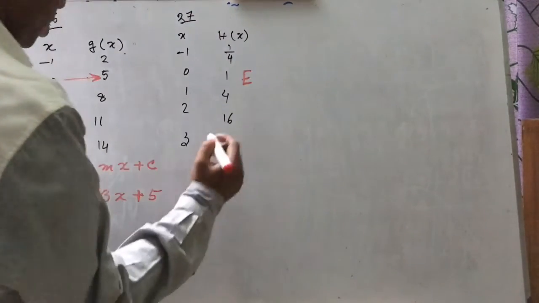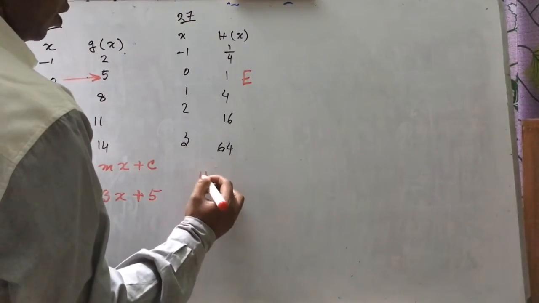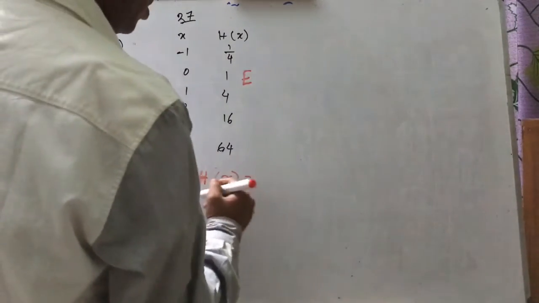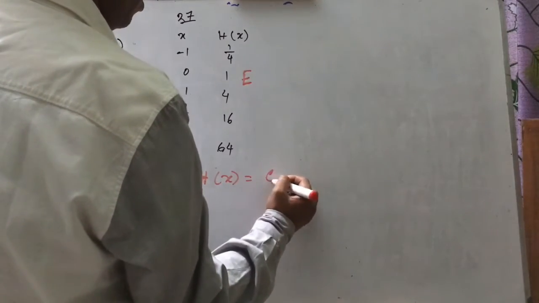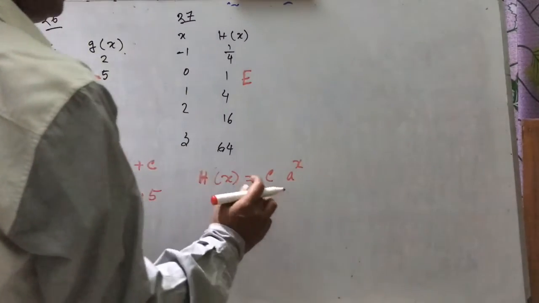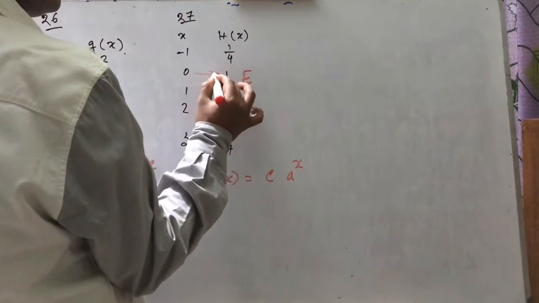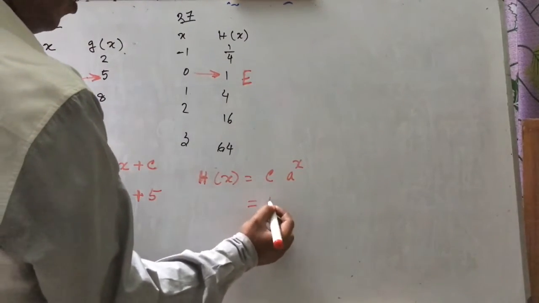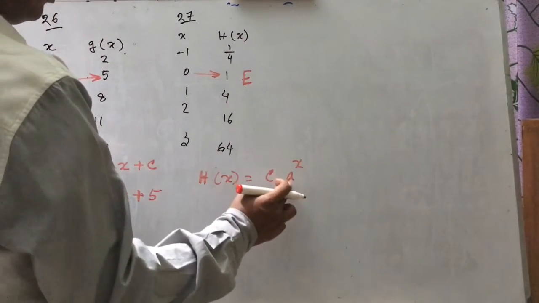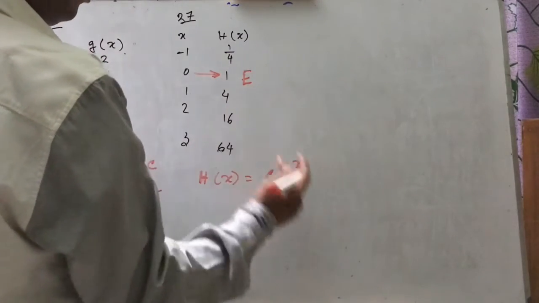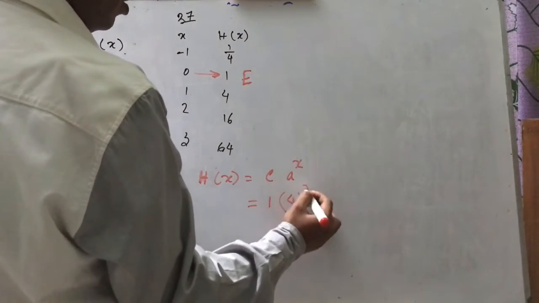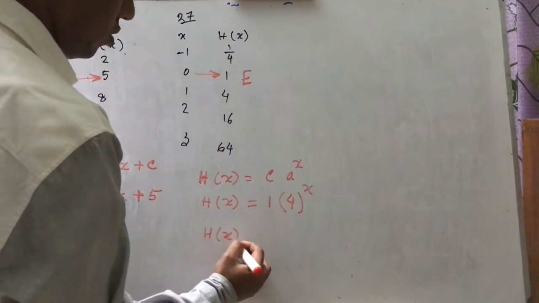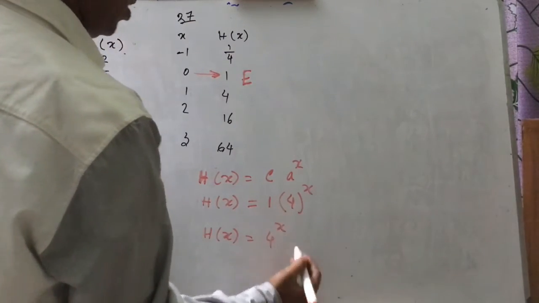When the data are exponential, we know the main format of the exponential function, which is h of x equals c times a to the power x. C is the initial value, meaning the value of the function at x equals 0. In this case, it is 1. And a is the growth factor, meaning the common ratio. In this case, it is 4. So this is our function. You can write it more simply: 4 to the power x will be the answer.